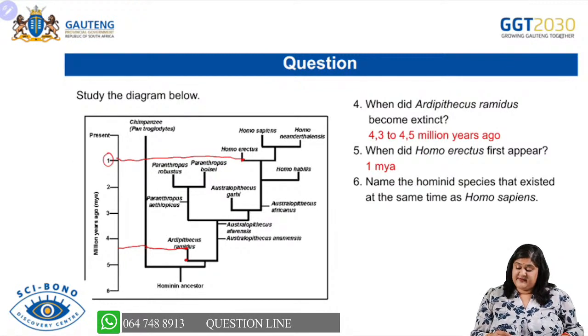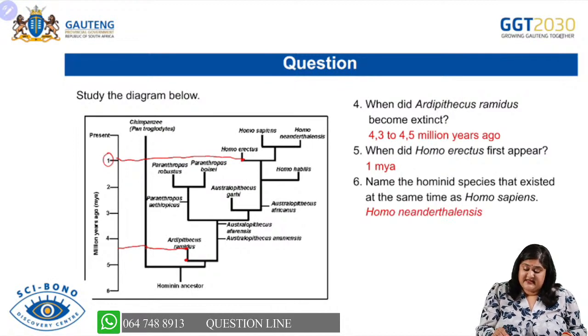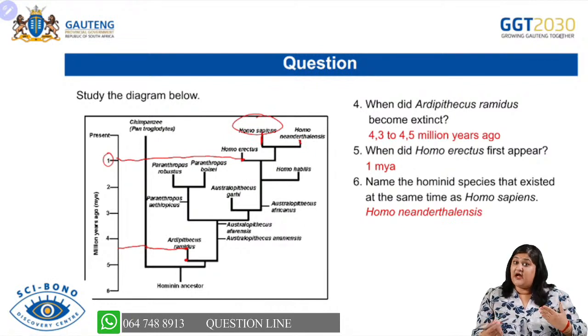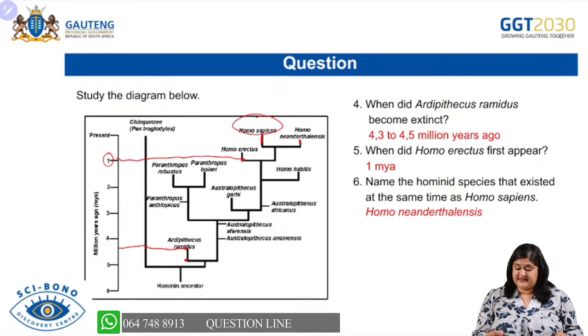Name the hominid species that existed at the same time as Homo sapiens. It's the Homo neanderthalensis, yes, because here's Homo sapiens, and you can see that it was present. It's not present anymore, it became extinct, but they were actually living alongside the Homo sapiens, the Homo neanderthalensis.